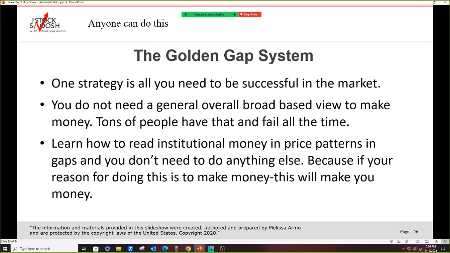I'm not making decisions on the fly. I'm figuring out the morning and the gap. And if you want to do this, the reason for doing it has to be to make money. It could be small, it could be medium, it could be large. But if you're doing this and losing, ask yourself if you have a strategy. If you can't explain what your strategy is, you probably don't have one, and that could be why you're losing.